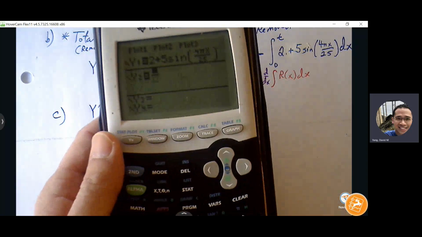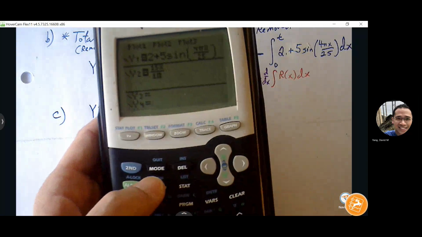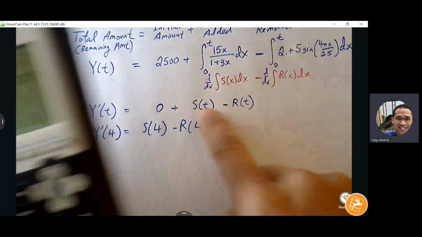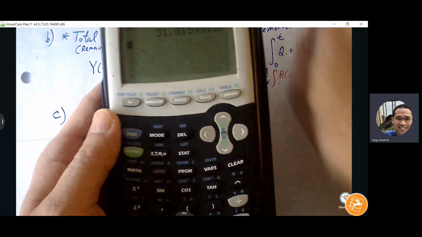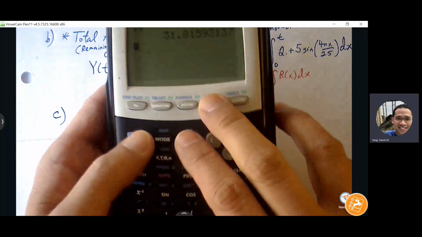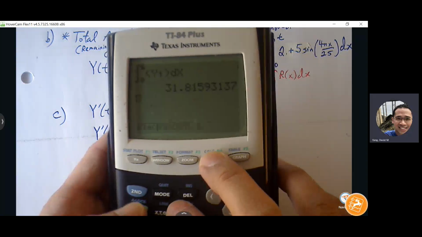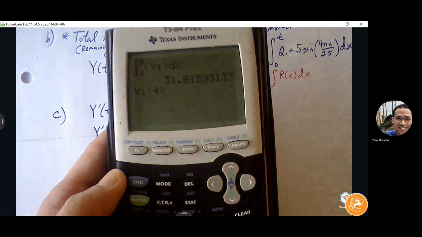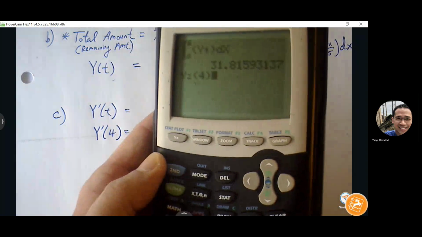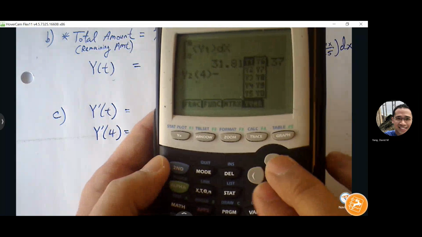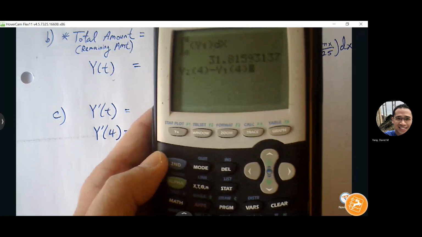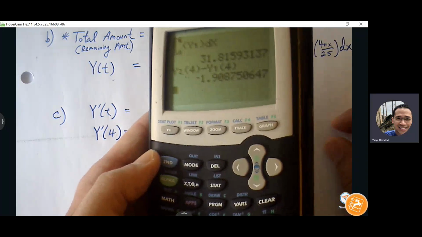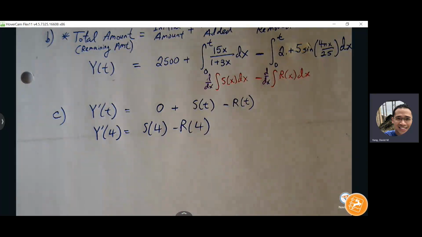Again, I'm always going to use the x variable. So it's just going to be s of 4 minus r of 4. S is stored under y2. So I'm going to do a trace now, select y2. So I get negative 1.908.